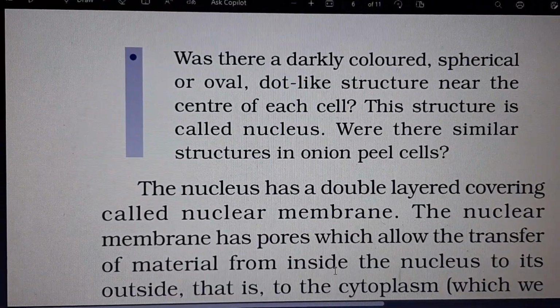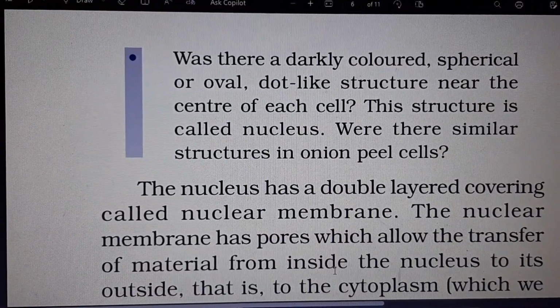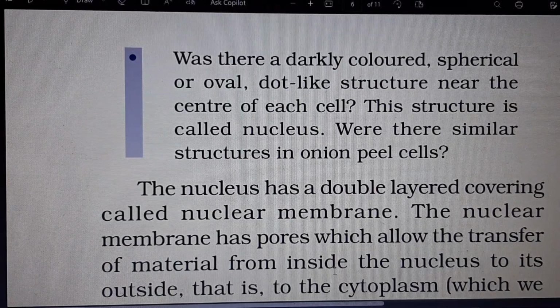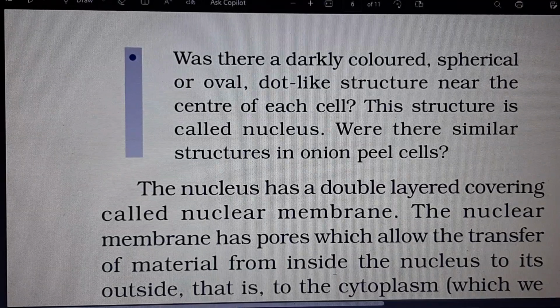Was there a darkly colored spherical or oval dot-like structure near the center of each cell? This structure is called the nucleus. Were there similar structures in onion peel cells? The nucleus has a double layered covering called the nuclear membrane. The nuclear membrane has pores which allow the transfer of material from inside the nucleus to its outside, that is, to the cytoplasm.